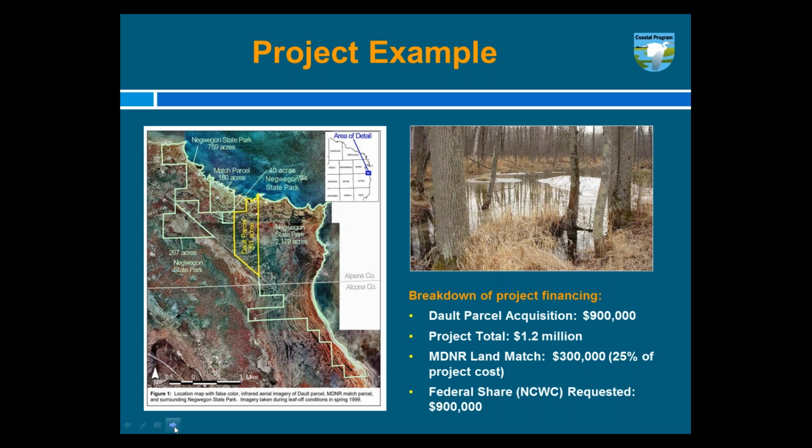As you can see, the project total is $1.2 million. Michigan provided $300,000, and they requested $900,000 from the program. I wanted to include this to give you a sense of what these projects typically look like. This is an example where we were a catalyst for conservation, and we were able to create connectivity between these different parts of the state park.